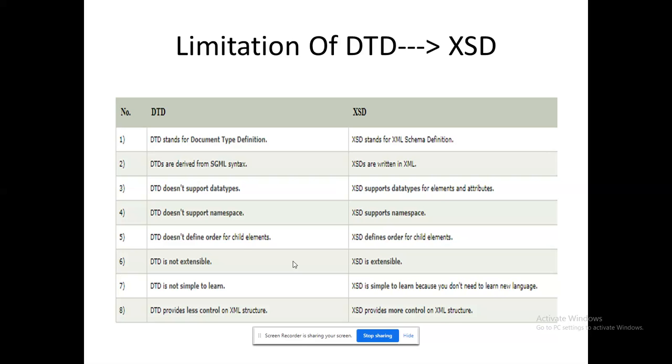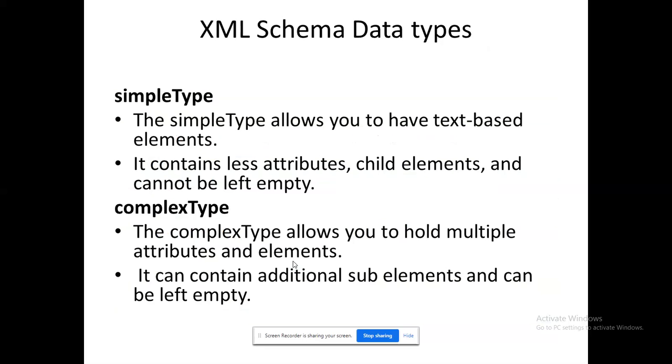The main idea of moving from DTD to XSD is that data types in DTD are completely based upon built-in parsers which are available in the browser. But if I want to use the data types which are available in the front-end languages, in that case the parser will not recognize them. To overcome that, XSD was introduced. That's the idea.